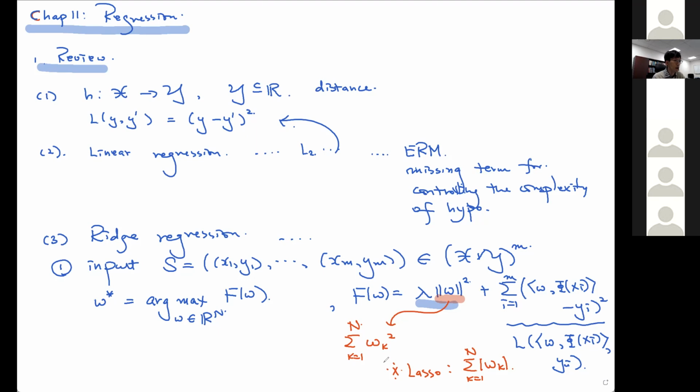The point I'm making is just to tell you how we control the complexity of a hypothesis. There are many different ways of doing so, and they all have different consequences. Ridge regression makes one particular choice. Okay. So what we are going to look at now is that we will try to understand the dualization of this objective.